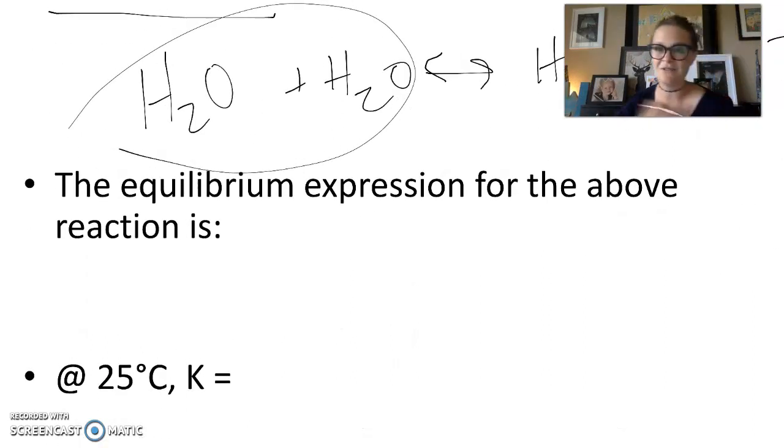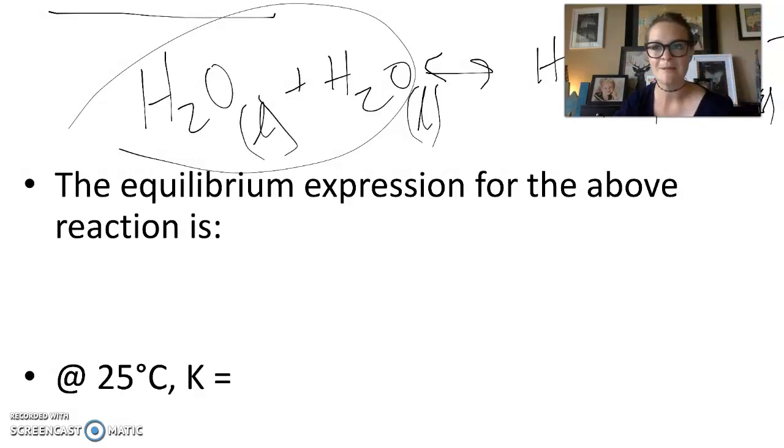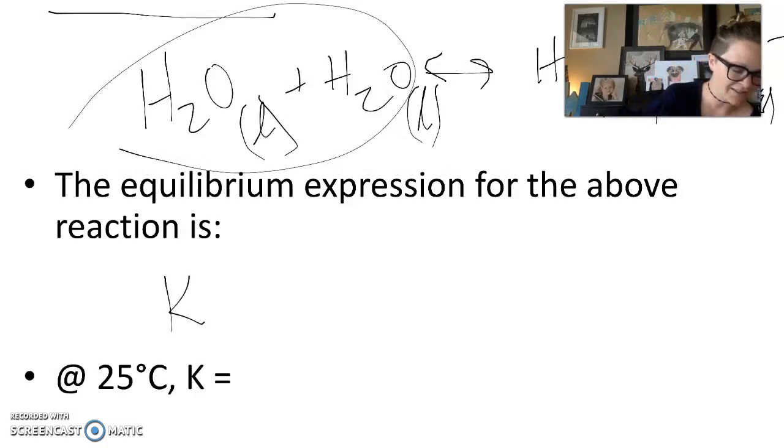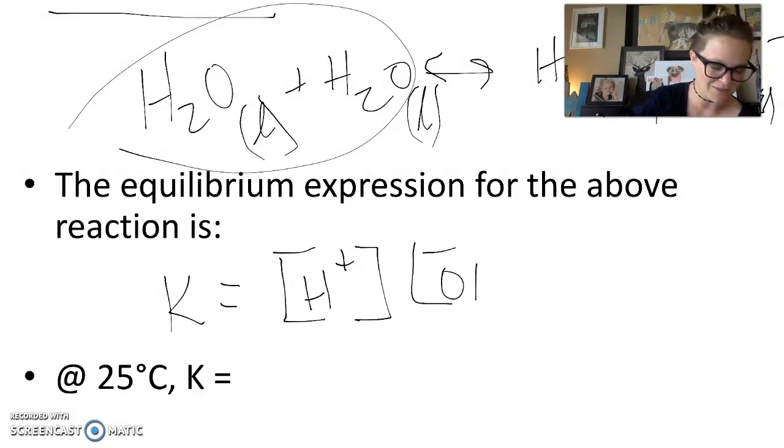If we think of last unit where we wrote the equilibrium expression for this, I'm going to write states of matter. This is aqueous, this is aqueous, this guy's liquid, this guy's liquid. We don't include pure liquids in our K expression. We would write that K is the molarity of H+, I'm going to write H+ instead of H3O+, just letting you know, I'm too lazy. Molarity of the H+, so there's my bracket for it, times the molarity of the OH-.